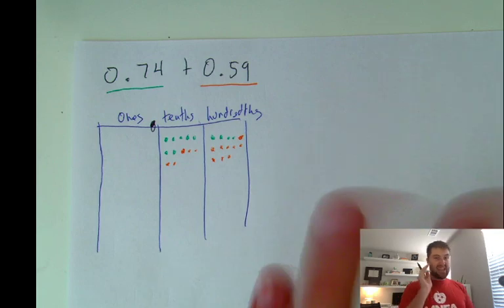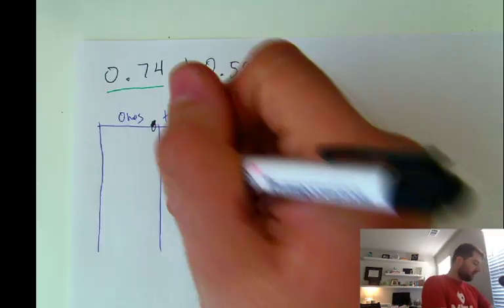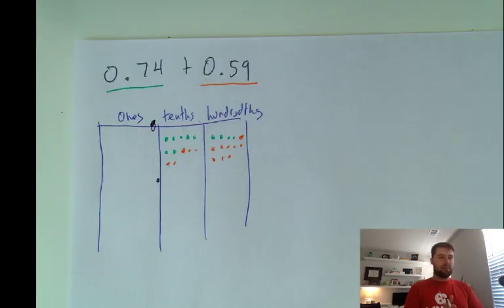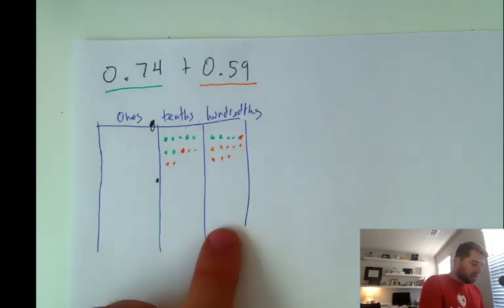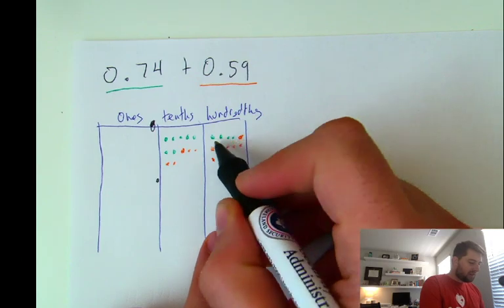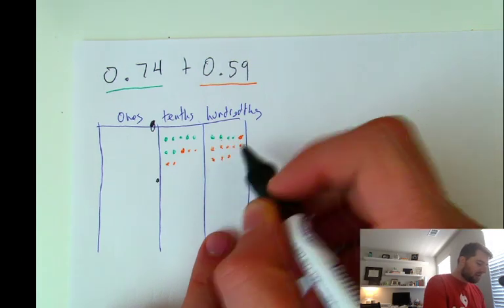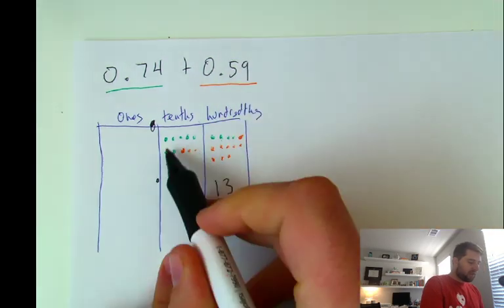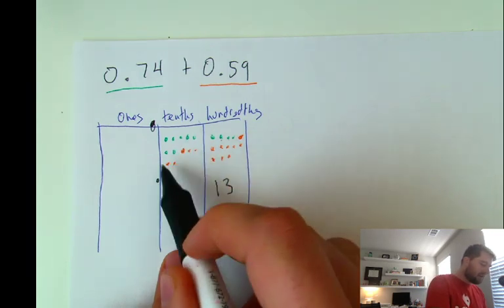Now, if you see what I see, there are a lot of dots there. So we are definitely going to have to do a little bit of regrouping. But first, let's add up the total number of dots in each column. Okay, there are 1, 2, 3, 4, 5, 6, 7, 8, 9, 10, 11, 12, 13 dots in the hundredths place right now. And there are 12 dots in the tenths place.